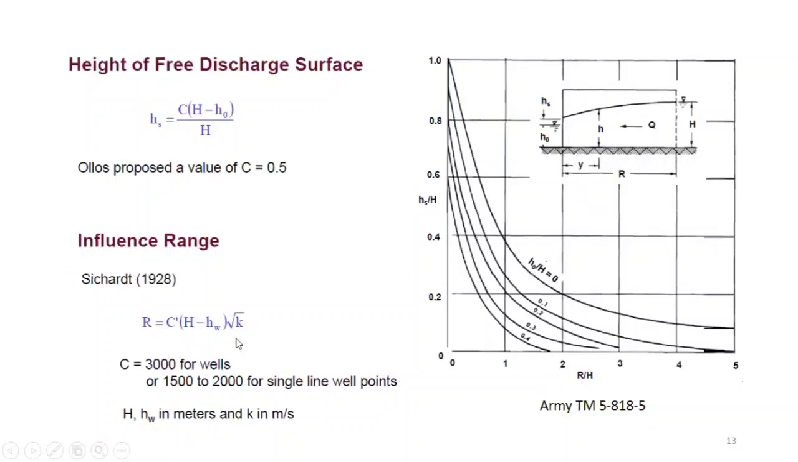So for R, we can use this formulation where C is again a constant. I'm sorry, it should be C. There's no need for C dash, just to differentiate between this C and this C, maybe we put over here a hyphen, sorry, a dash. So H minus HW under root K.